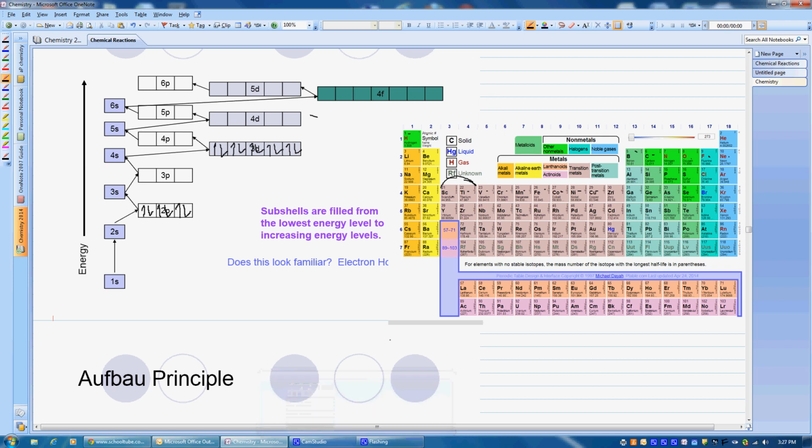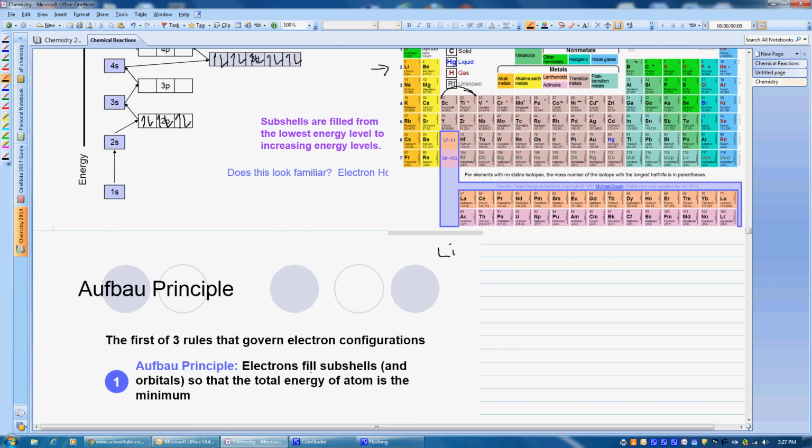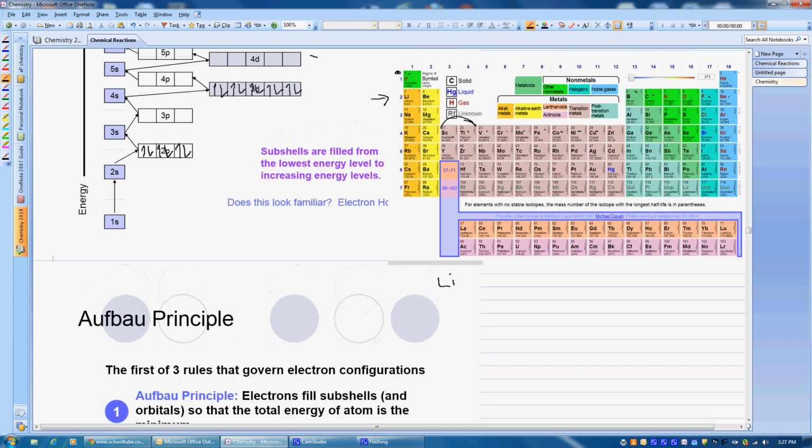Okay, so let's try to do a few of these. Let's start with lithium. If we have lithium, we're in our 2nd row. So what we have to do is always start at the lowest energy level, which is always going to be the 1st row of the periodic table. Okay, right here, electrons fill sublevels so that the total energy of the atom is minimized. So we're always going to start with the least amount of energy, which is always the top row of the periodic table, right here. So we always start in row 1.